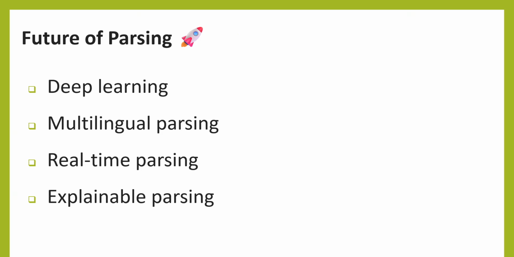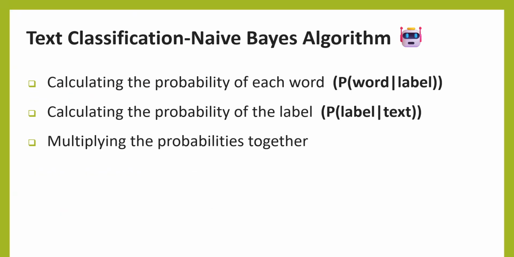Next comes the future of parsing. Deep learning techniques are being used to improve the accuracy and efficiency of parsing algorithms. Also, parsing algorithms are being developed to handle multiple languages and dialects. Parsing algorithms are being developed to analyze text in real time and generate responses. And finally, parsing algorithms are being developed to provide explanations for their outputs and improve transparency.